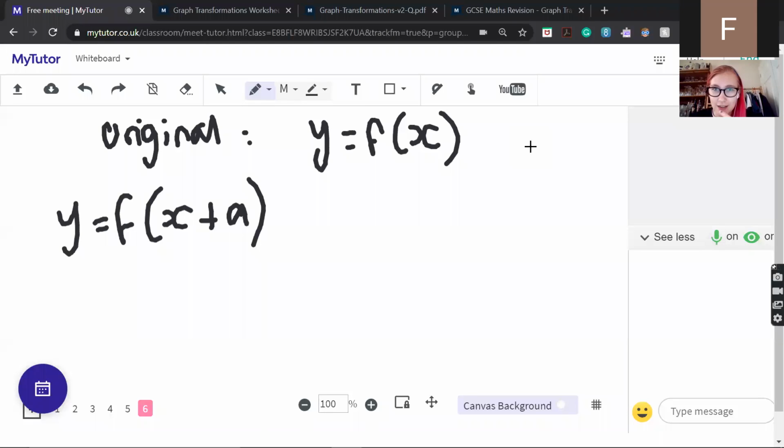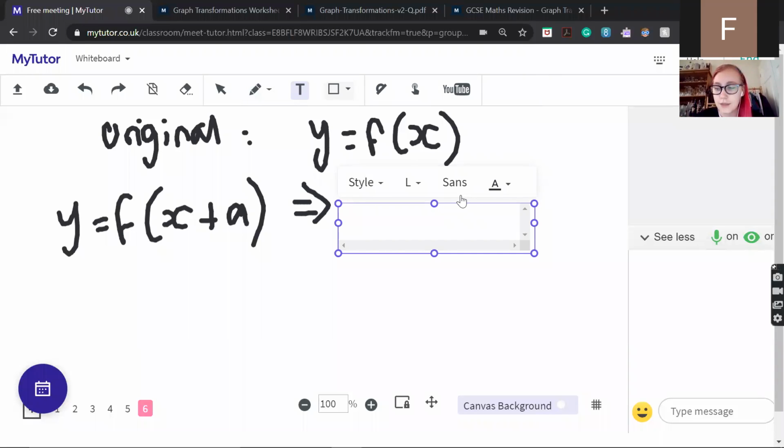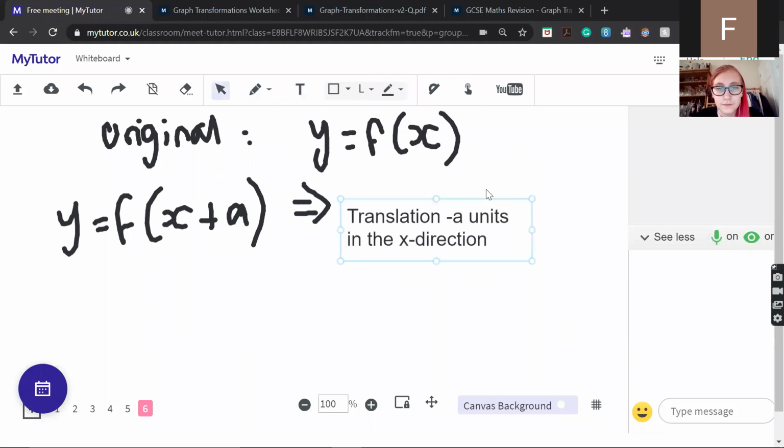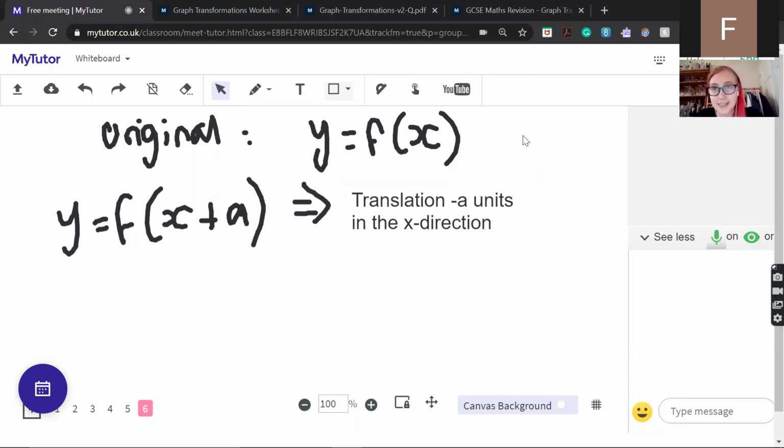Basically, f of x plus a is our way of writing, I won't do equals, I'll do a little arrow, and I'm going to type this rather than writing it, a translation of minus a units in the x direction. I know that this won't make any sense now unless you've seen it before, so don't worry at all.